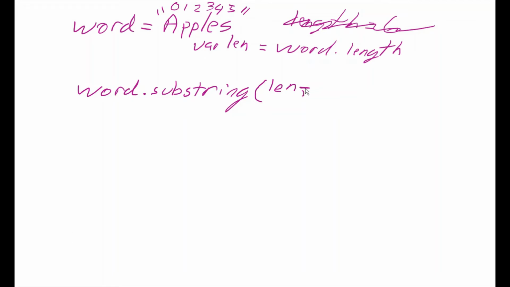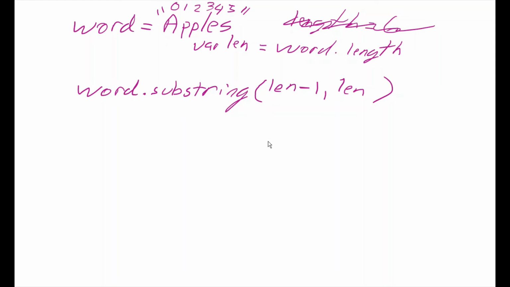Oops, I forgot to say minus 1 there. I was starting from the length minus 1, going up to the length. Yeah, that's a comma, by the way, up to the length. This gets me the last letter. The length minus 1 in this case is 5, up to but not including position 6. Yeah, that gets me the last letter.